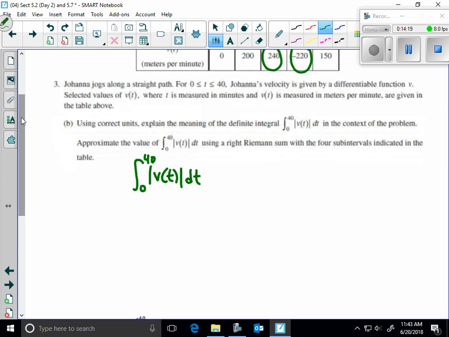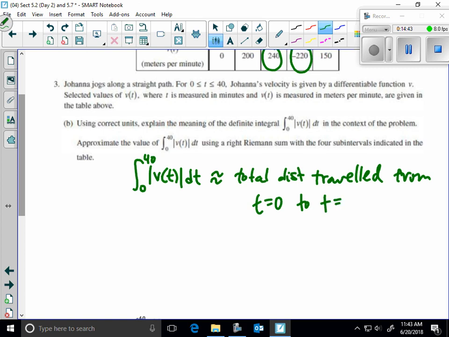All right, so using correct units, explain the meaning of this in the context of the problem. So what would that mean? Well, this would be the approximate total distance traveled if we were to use the Riemann sum method on the interval from t equals 0 to t equals 40. Okay, and the measurement of that would be, I believe, meters. So it asks for correct units, which would be meters, and an explanation, which we did.